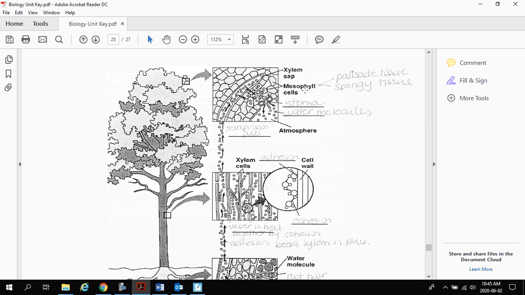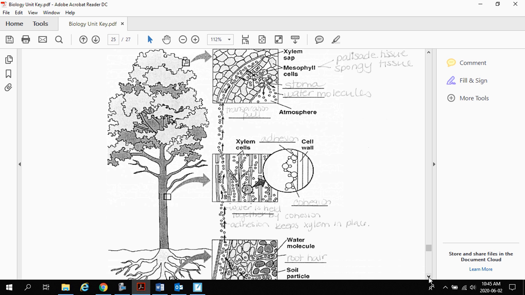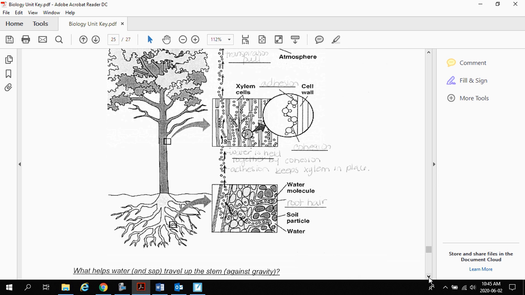And then just labeling a couple things. The mesophyll, again, is that middle layer. That's your palisade and your spongy tissue. This is also representing the stoma, and the water molecules. In this case, these water molecules are leaving due to transpiration. So that's what that diagram is. If you need to pause it and write down that stuff, go ahead. We'll just keep flying along.